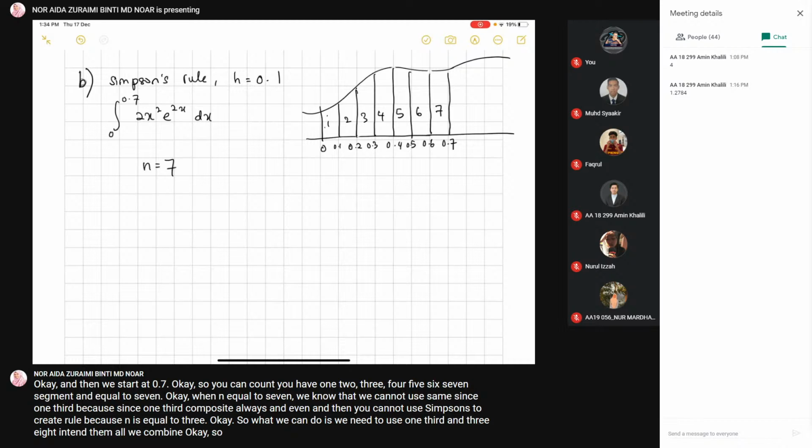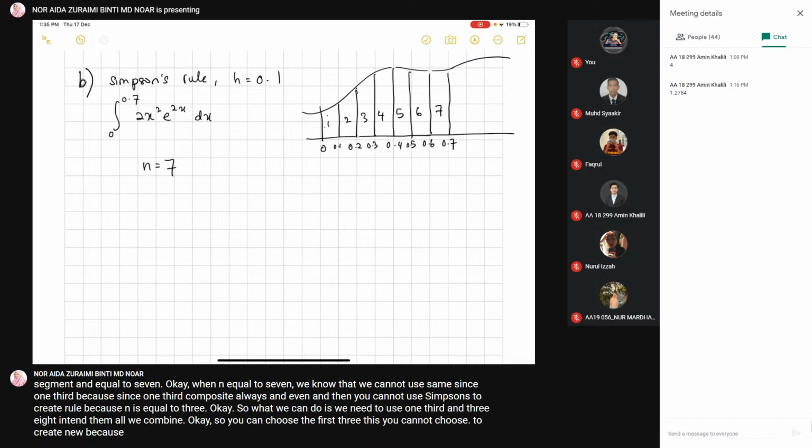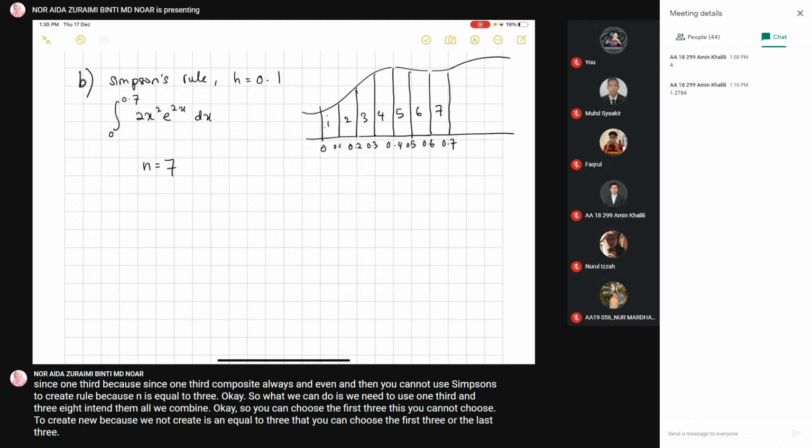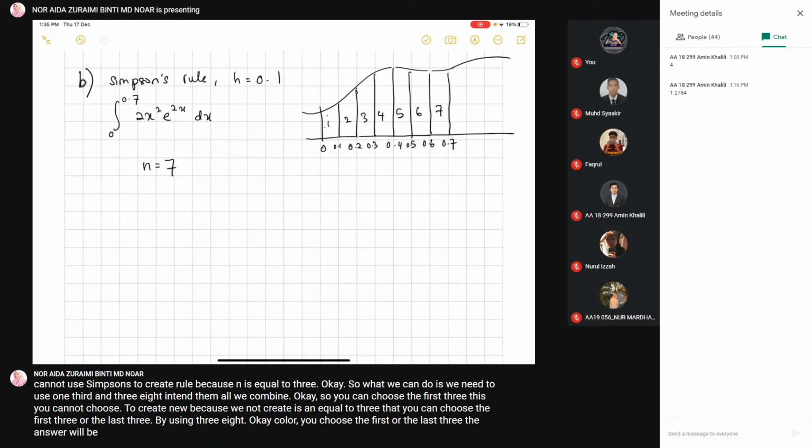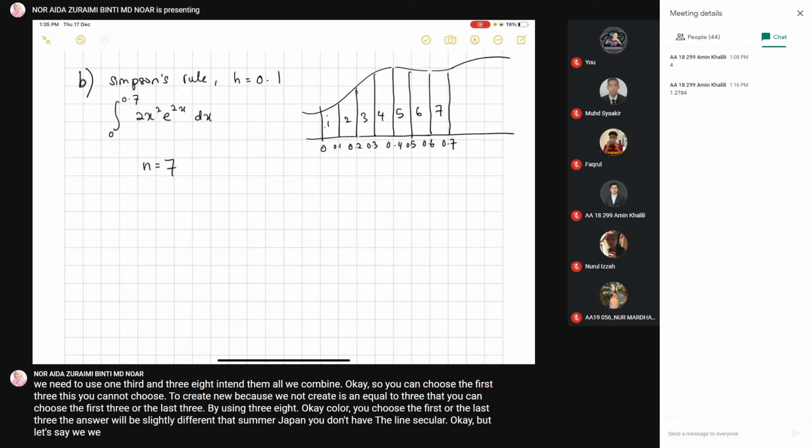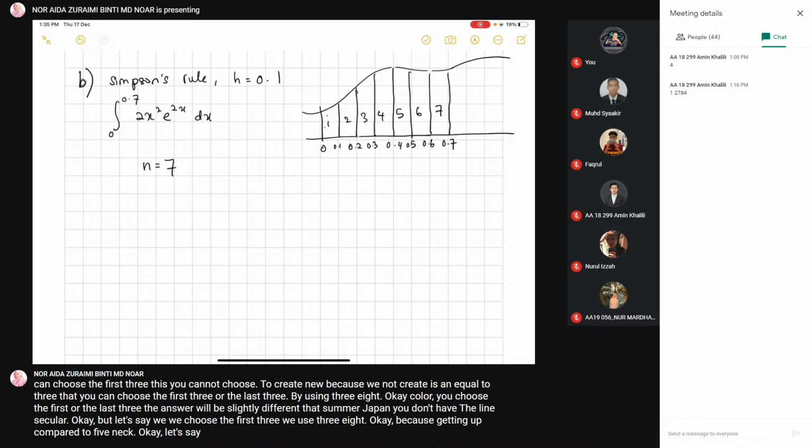So you can choose the first 3. Mula-mula you kena choose 3/8 dulu because we know 3/8 is n equal to 3. You can choose the first 3 or the last 3 by using 3/8. Kalau you choose the first or the last 3, the answer will be slightly different. Tak sama. Jawapan you dengan kawan you takkan sama. But let's say we choose the first 3, we use 3/8, because kita nak compare jawapannya.